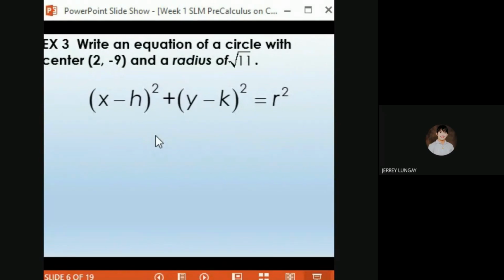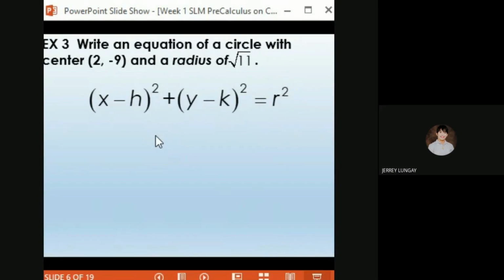So class, if you can find the square root of 11, or the square root of any number, it is automatic because it is already r squared. Take note that our radius is square root of 11. So all you have to do is substitute the r there with square root of 11, but there is a 2 there.